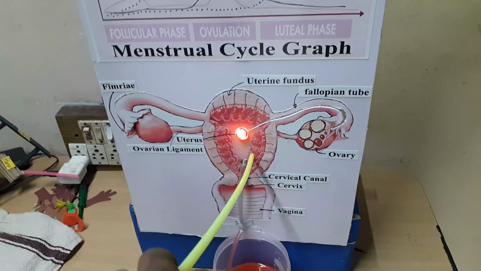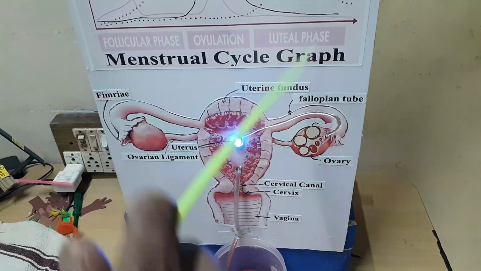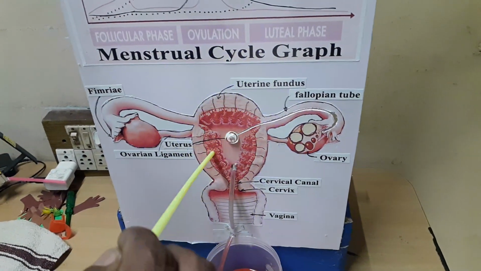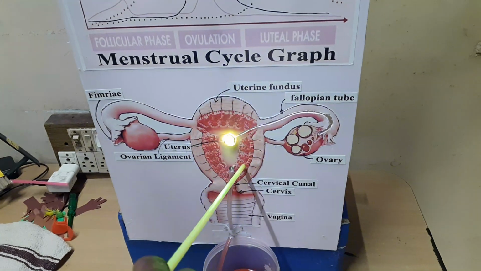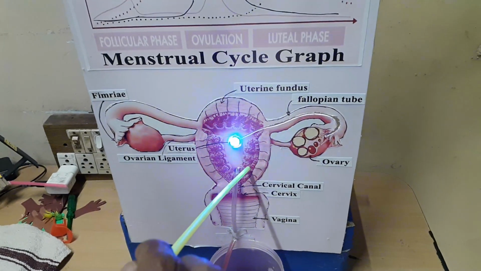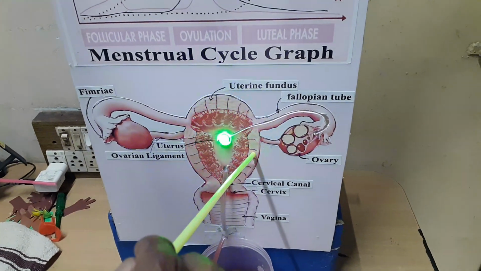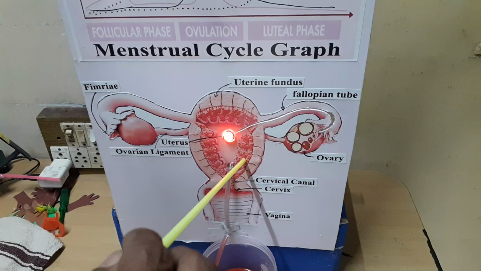If the egg is not fertilized, the egg breaks down and the hormonal changes signal the uterus to prepare to shed its lining. This is the lining which is shed, bringing us back to day 1 of the menstrual cycle.